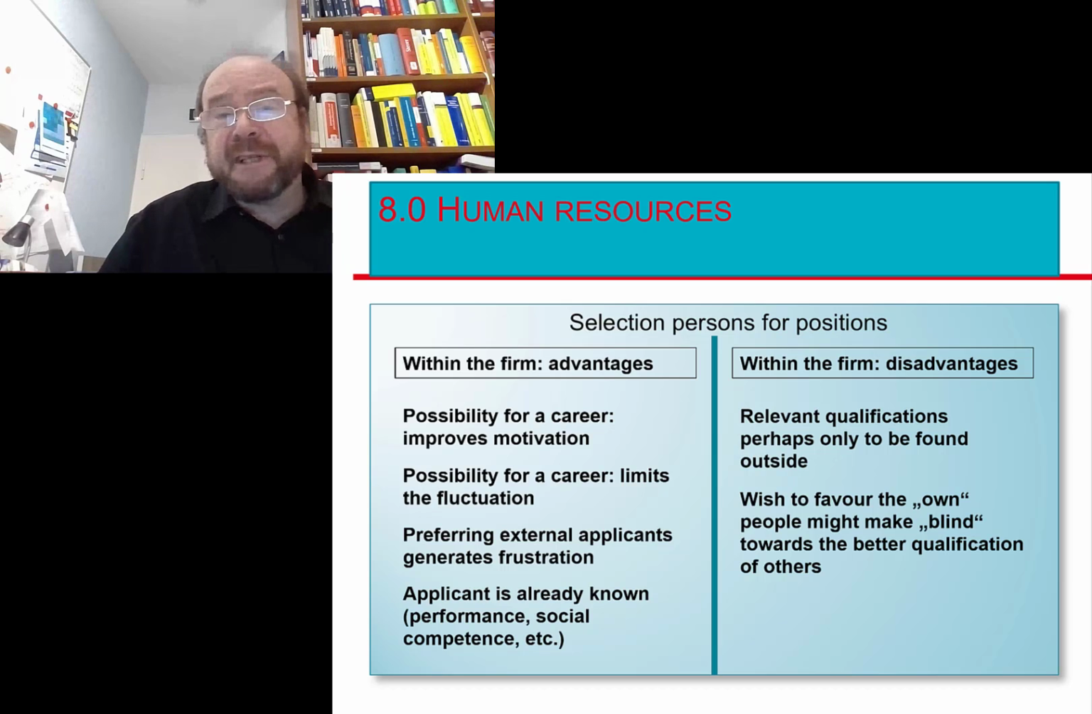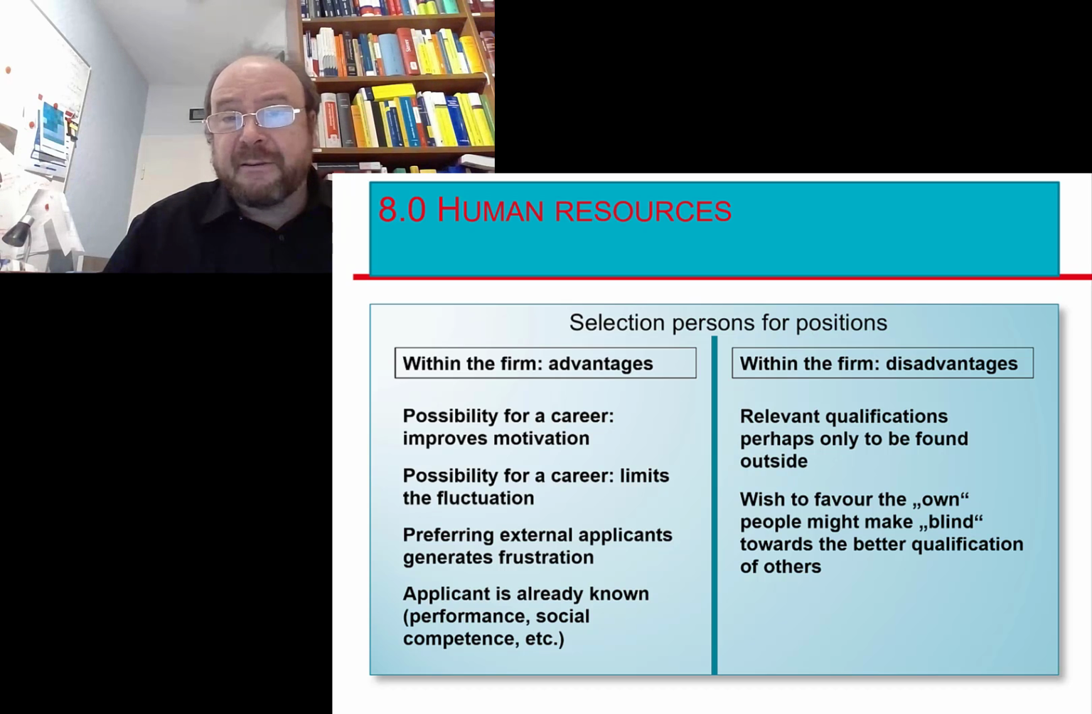For example, if you select an applicant who on paper is in very good form and later shows to be absolutely inadequate, then you have paid a huge amount of money for several months for a person before you find out, okay, that's not the person who's fit for the job, and now you have the problem how to part from that person, so to get rid of that person.